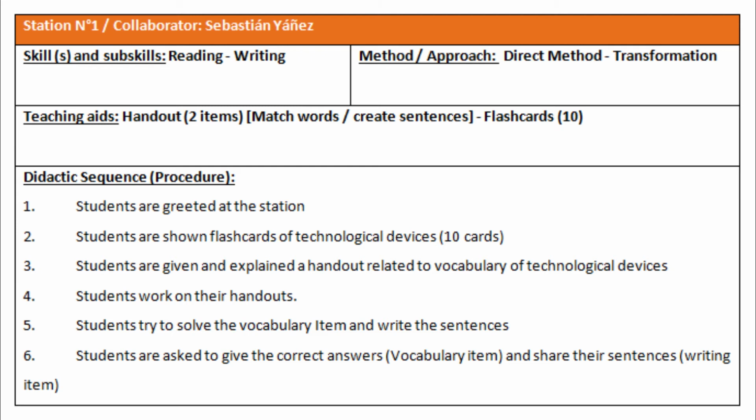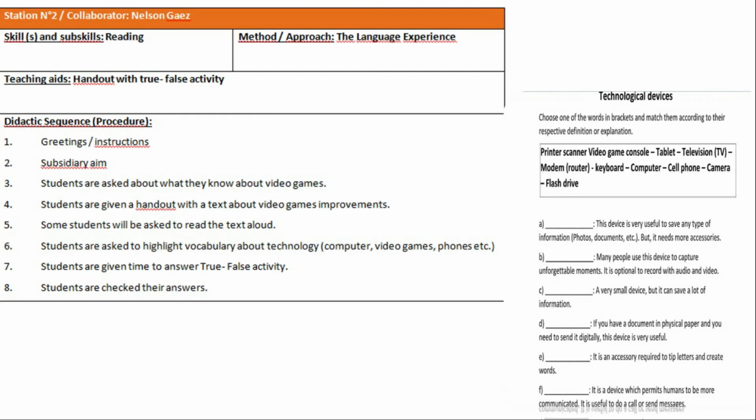Then, in item number 2, students will have to create sentences using any of the words previously seen, no matter the grammatical tense they use. In station number 2, students will have to read an article related to video game innovation. At the same time, students have to highlight some words previously seen and some synonyms of these words. Later, on item number 2, students have to decide if the 7 statements are true or false.